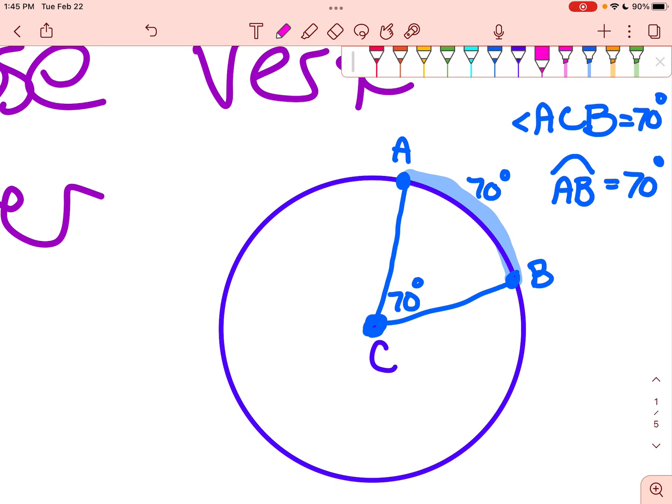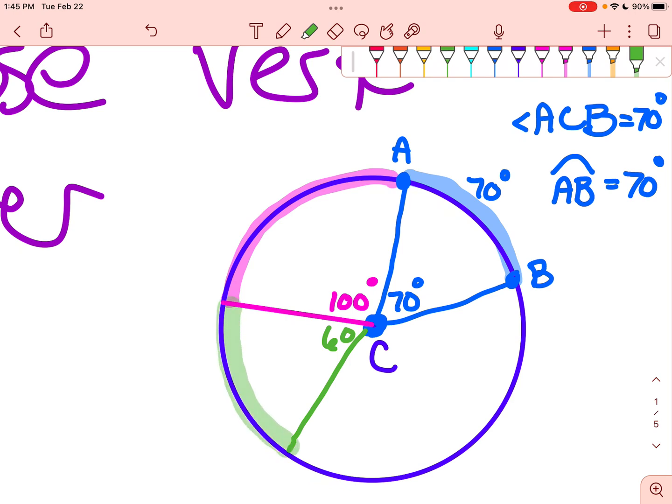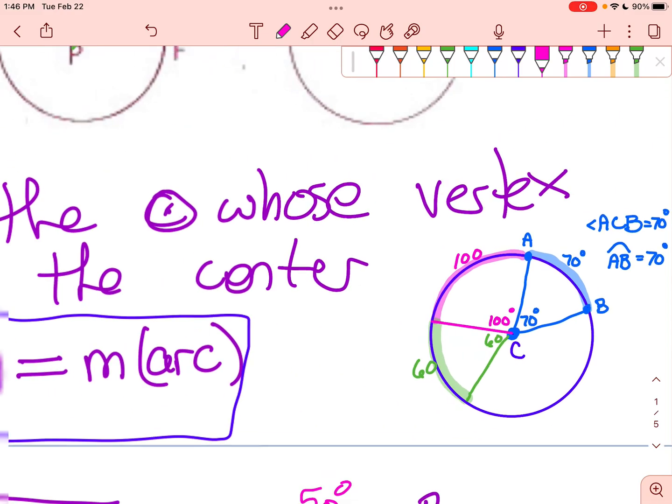Okay, and that way, if you were to divide up this circle, like let's say this was 100 degrees, again, this arc right here would have to be 100 degrees. Let's do another one. If this one right here was 60 degrees, then this arc right here would have to be 60 degrees, and so on and so forth, all the way around your circle. And this is only true for central angles. So we're only working with central angles, okay?